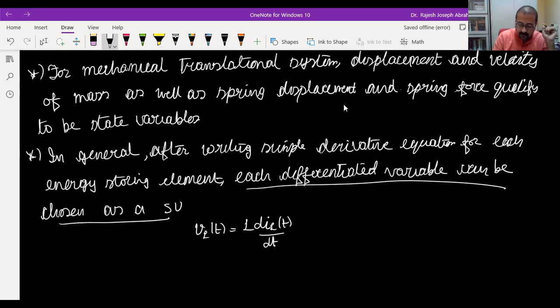So in general, after writing simple derivative equations for each energy storing element, each differentiated variable can be chosen as a state variable. In the next class, we will come up with further details of state representation. So let me stop here. Thank you.